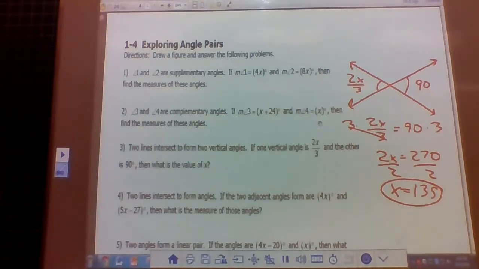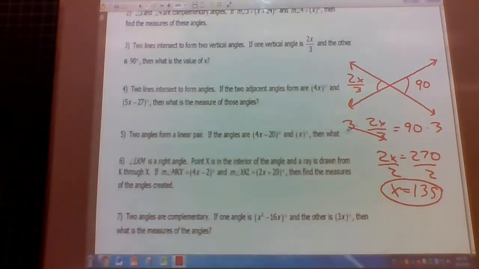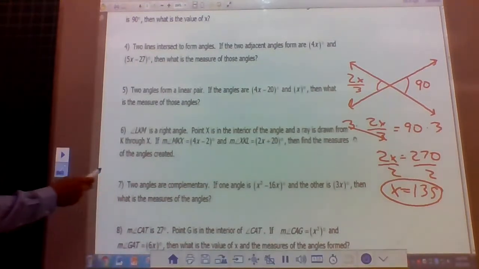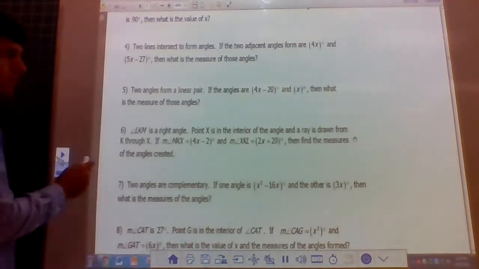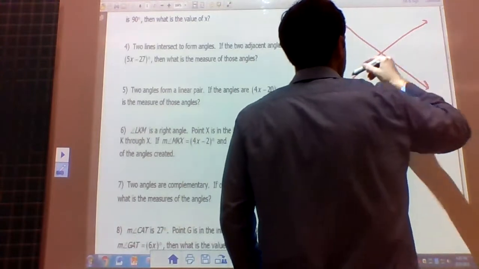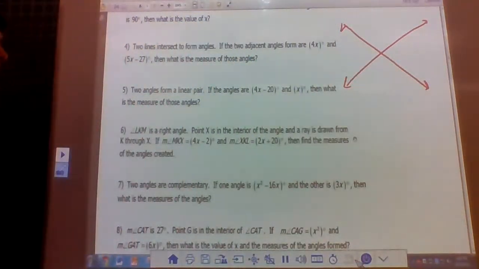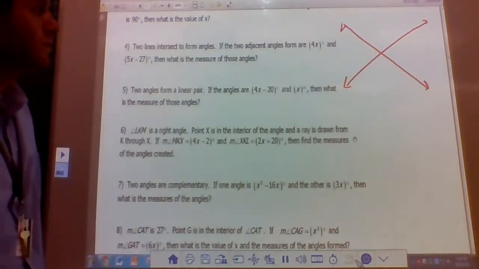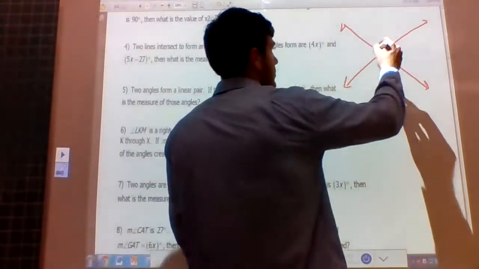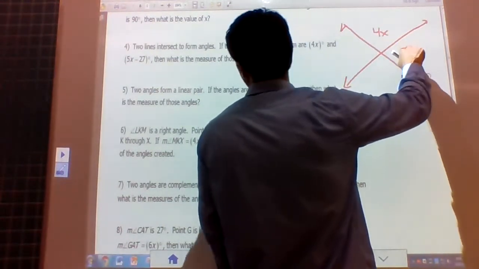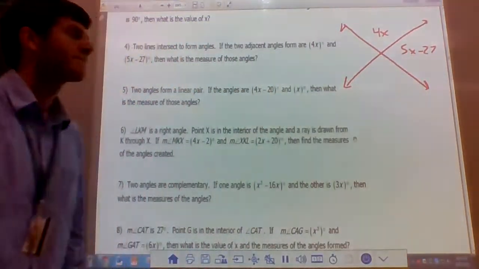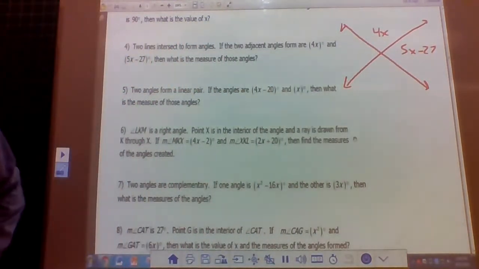Number 4, two lines intersect to form angles. So we want to draw two lines intersecting. Okay, so here's two lines intersecting. If the two adjacent angles formed are 4x and 5x minus 27, then what is the measure of those angles? So we can put 4x wherever, but adjacent to it, we need to put 5x minus 27.